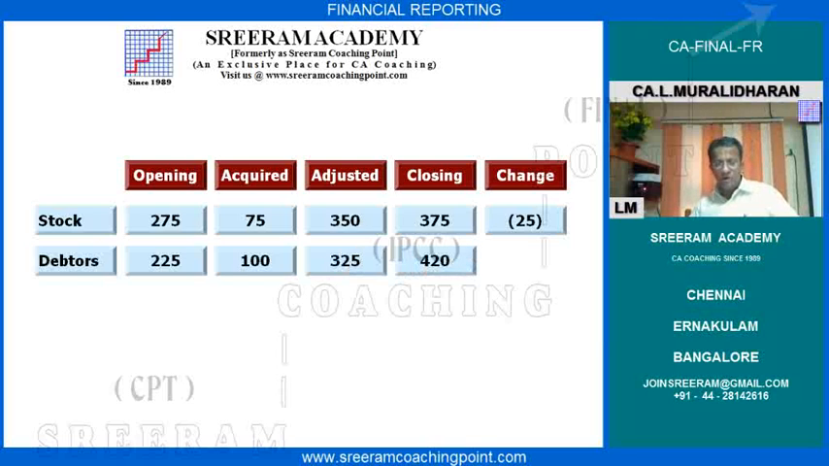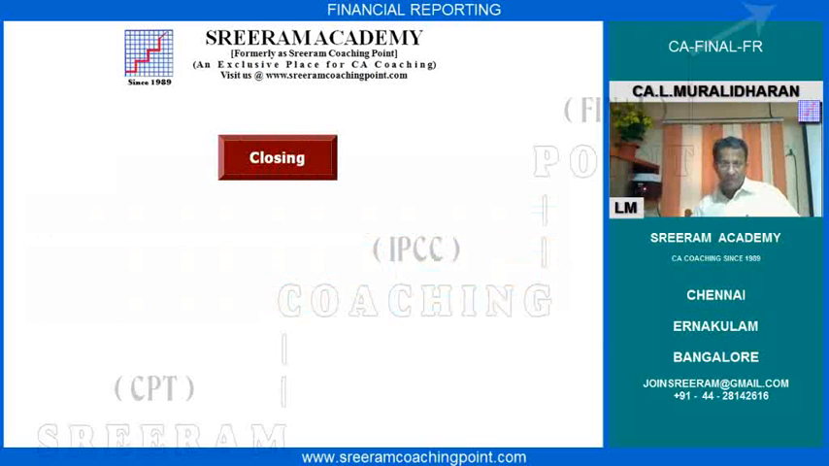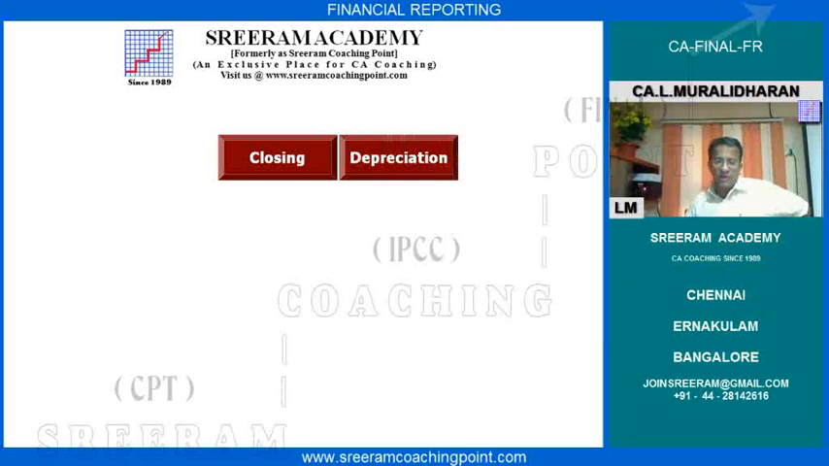325 and 420. So clearly the debtors figure is much greater than the adjusted figure. The increase is to be considered as an outflow of cash. So creditors 275, 200, 475, and at the end 600. The difference between the two is an inflow. To that extent of cost we are not paid. So this information we will use when we prepare the cash flow from operating activities.